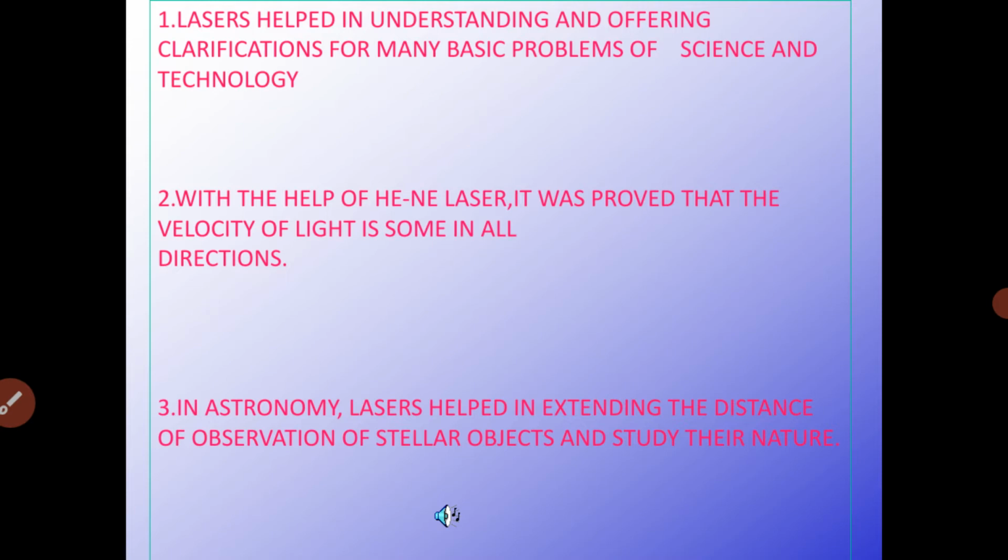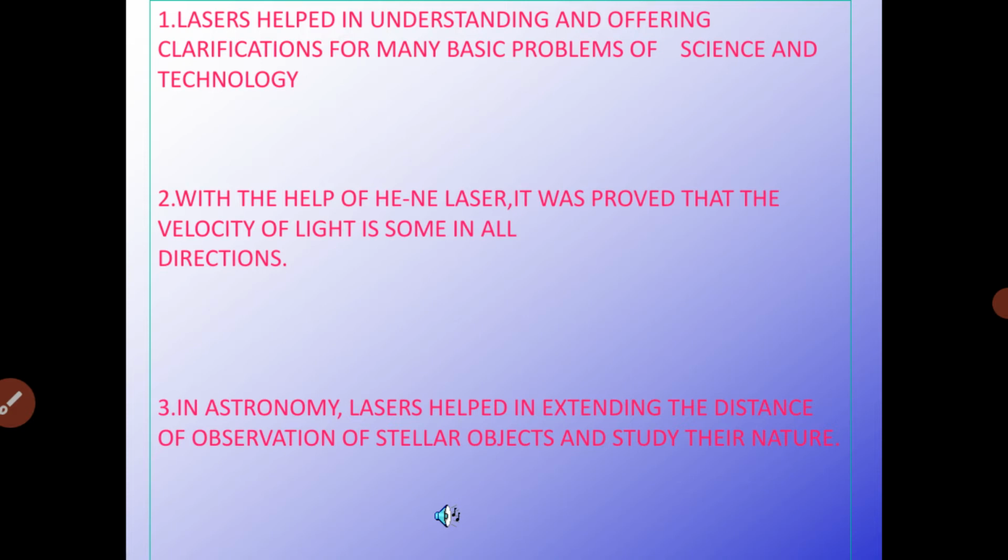In the field of science and technology, first, lasers help in understanding and offering clarifications for many basic problems of science and technology. Second, with the help of the helium neon laser, it was proved that the velocity of light is the same in all directions. Third, in astronomy, the lasers help in extending the distance of observation of stellar objects and study their nature.